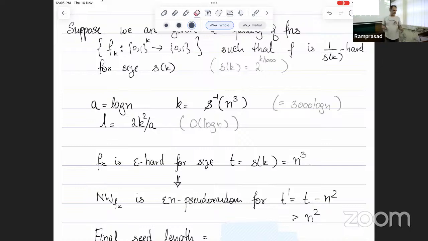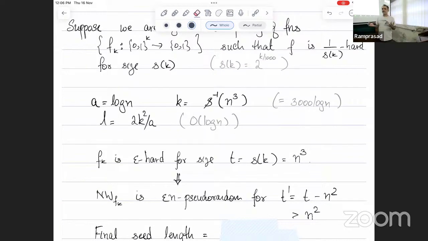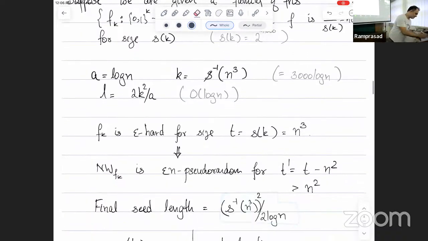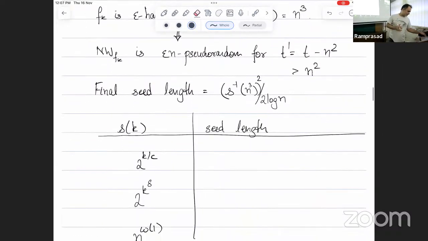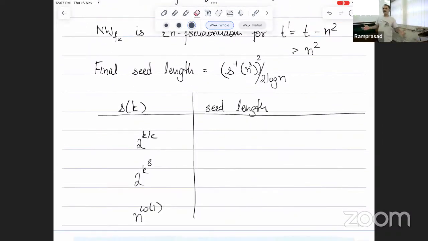All right. So now this just tells us what you are fooling. But the important thing is that eventually, when you get a generator, the way you de-randomize it is you run over all possible seeds. But the seed length is now L. And what is L? L was like 2k squared over a or something. So that's what L is, which is going to be something like S inverse of n cube, the whole square by log. So to get a sense of things, let's just try out various values of S of k and see what we get eventually. If I eventually want to fool size n squared circuits, what seed length do I end up getting?